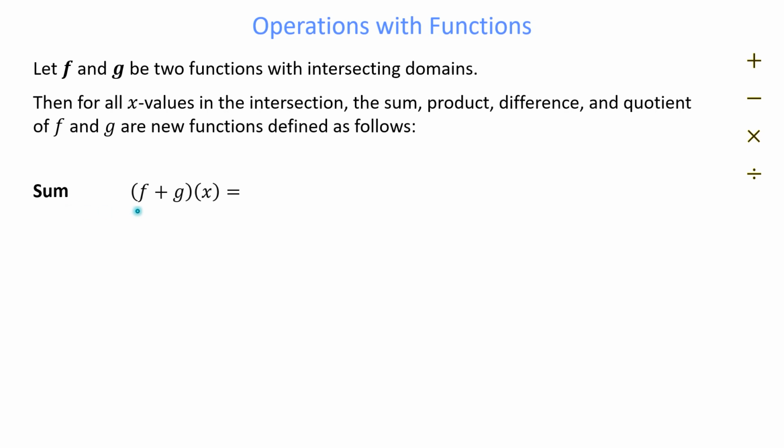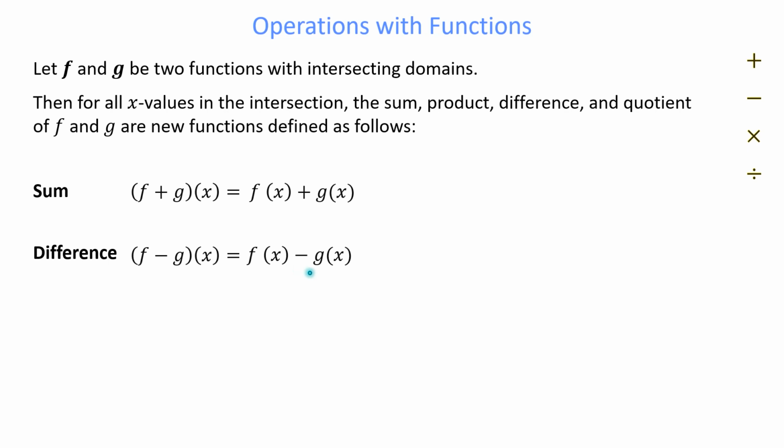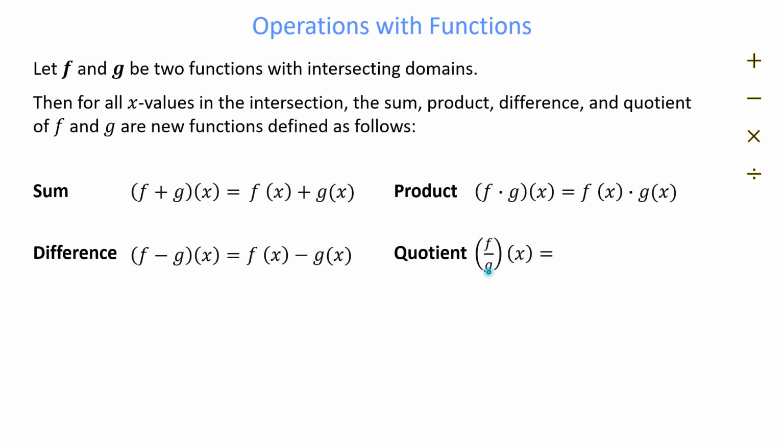Now the sum of f and g of x is equal to f of x plus g of x. The difference of f and g of x is equal to f of x subtract g of x. The product of f and g of x is equal to f of x multiplied by g of x. The quotient of f and g of x is equal to f of x divided by g of x, where g of x cannot equal 0.